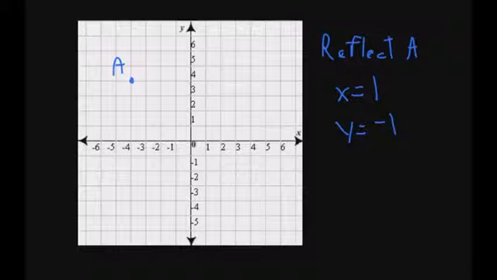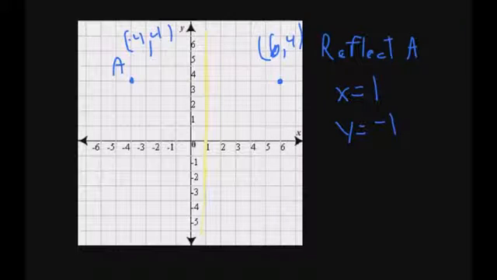Alright, now I'm going to reflect A. I'm going to do two things to it. I'm going to reflect it over the line x equals 1, and then reflect it again over y equals negative 1. So let's start with x equals 1. I like to draw on that line here. And I am 1, 2, 3, 4, 5 away, so I'm going to go 5 more. 1, 2, 3, 4, 5, and put my dot. So I started at negative 4, 4, and I ended up at 6, 4.